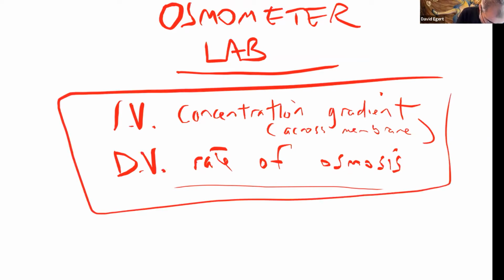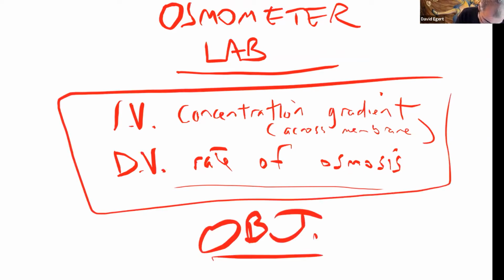So what would be an objective for this lab? How does the rate of osmosis depend on the concentration gradient across the membrane? Exactly. That's all it is. Remember, these objectives should be really straightforward. Just how does the independent variable affect the dependent variable? Zip it, you're done. As long as you stay focused on the independent and dependent. Hypothesis.